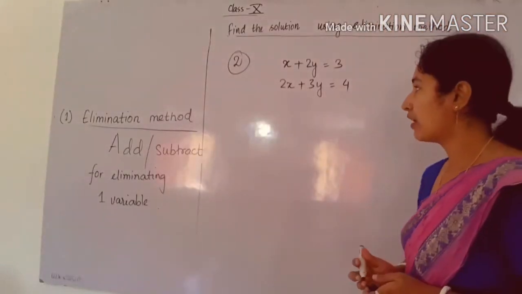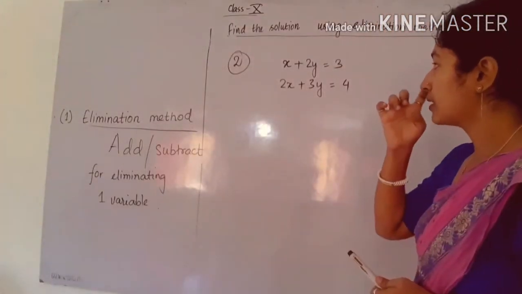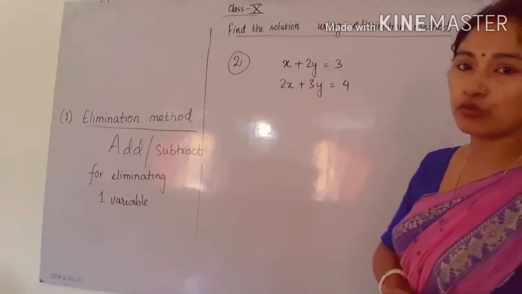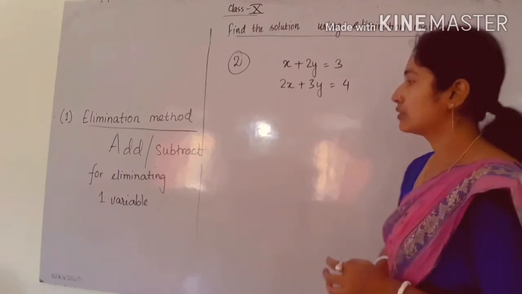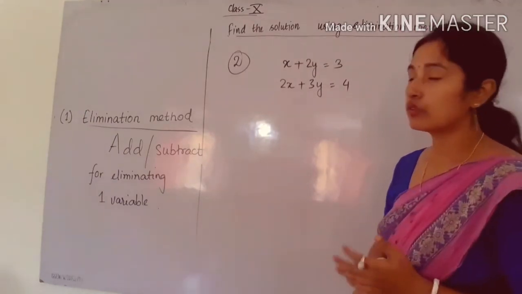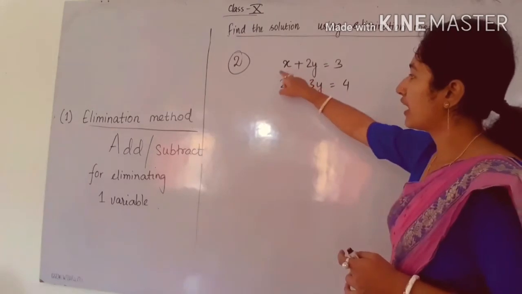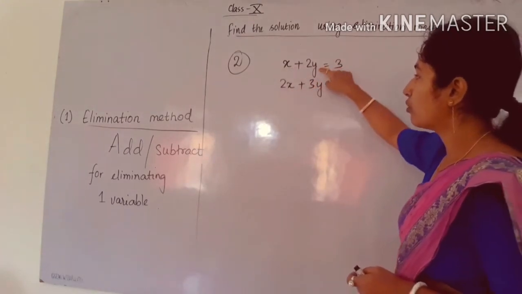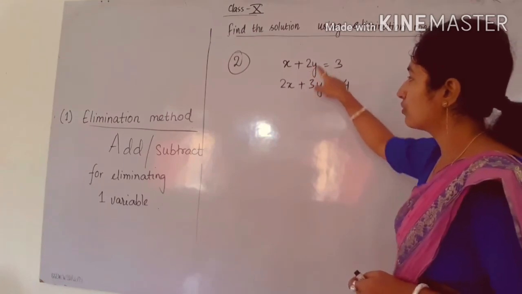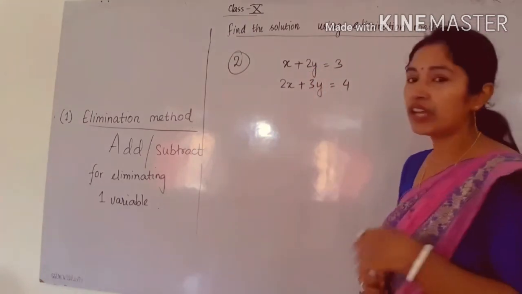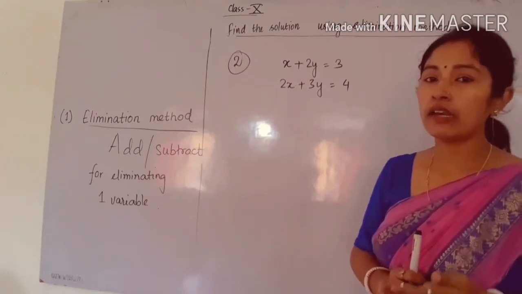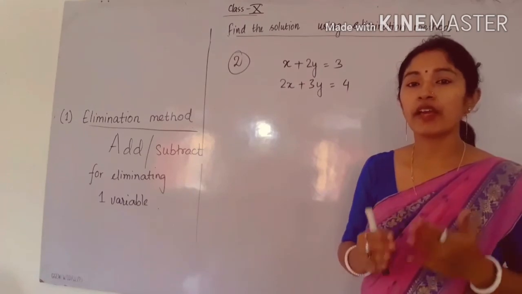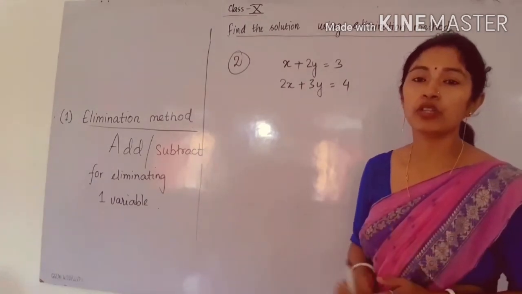So the second example I have taken. The second example is x plus 2y is equal to 3, and the second equation is 2x plus 3y is equal to 4. Again you have to subtract or add. So see here, the coefficient of x is not same. Here it is 1, here it is 2. And in case of coefficient of y also, they both are different. So if we add or if we subtract, then no variable will be eliminated because the coefficients of x and y respectively are not same.